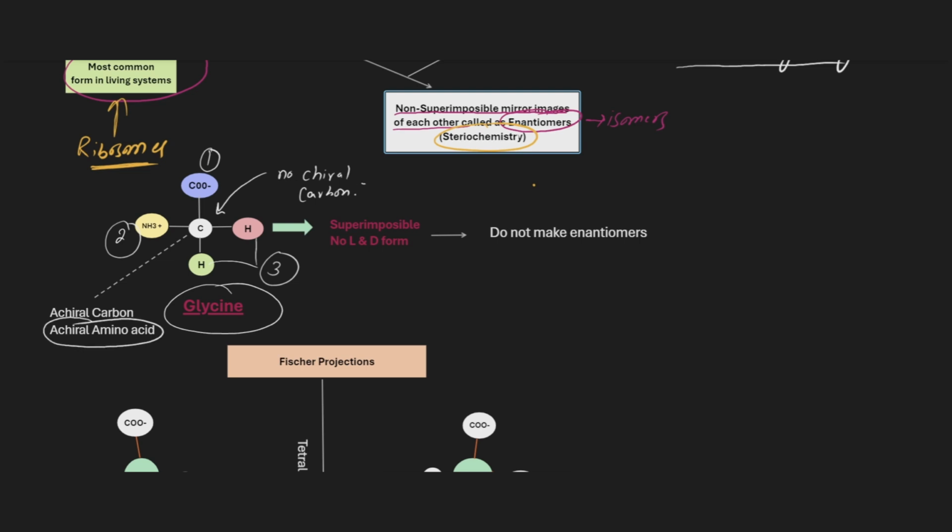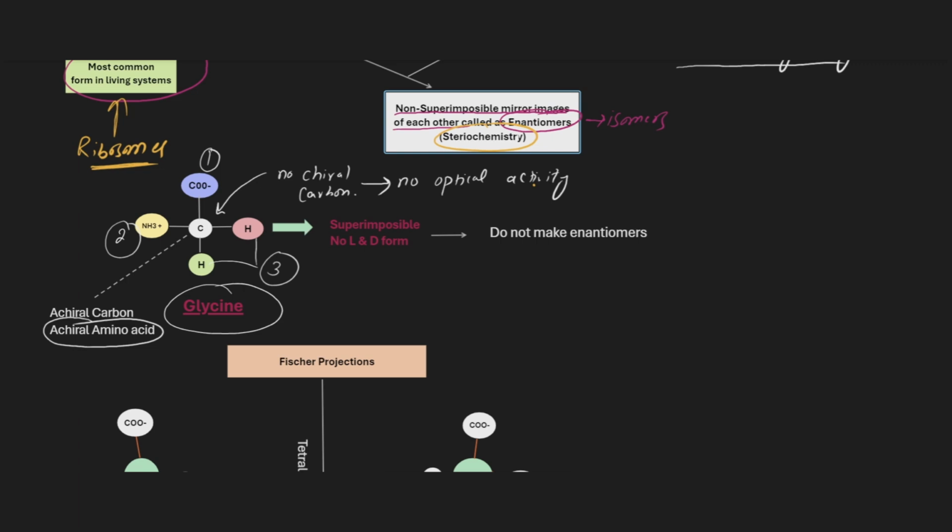And when the chiral center is not present, it means that it doesn't exhibit any optical activity, because the plane polarized light can be rotated in either the left direction or the right direction due to the chiral center of the amino acids. And chiral amino acids can only carry out this process.